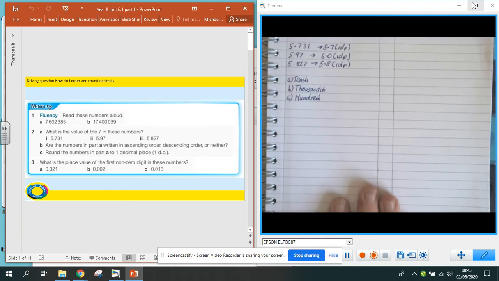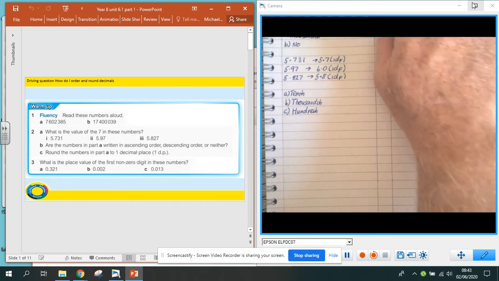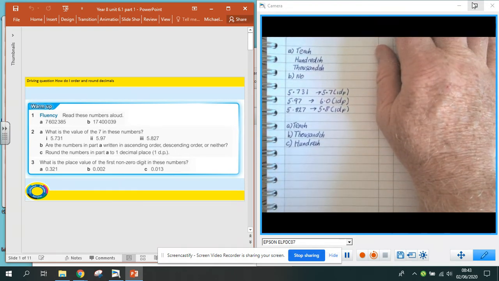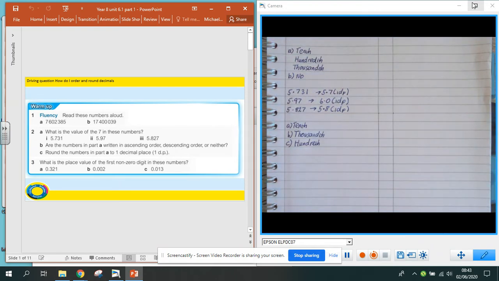Okay, if you need to write any corrections, pause the lesson and rejoin when you're ready.